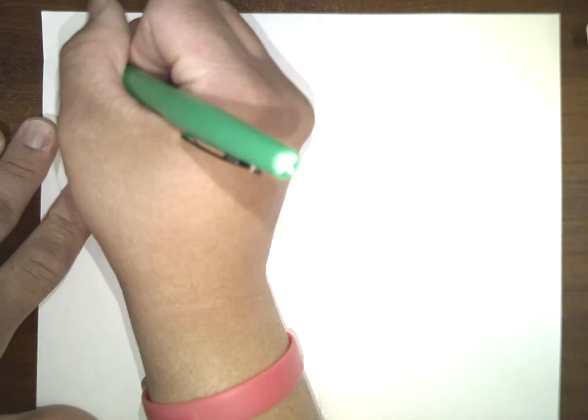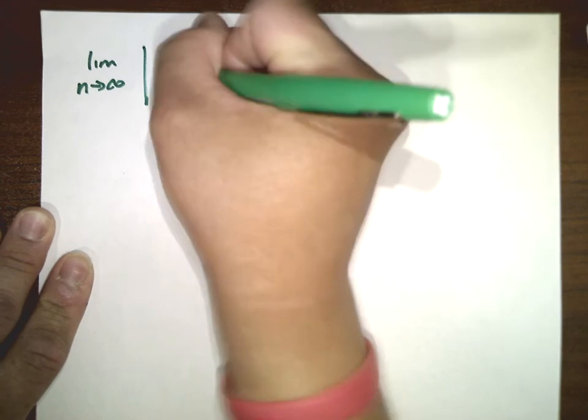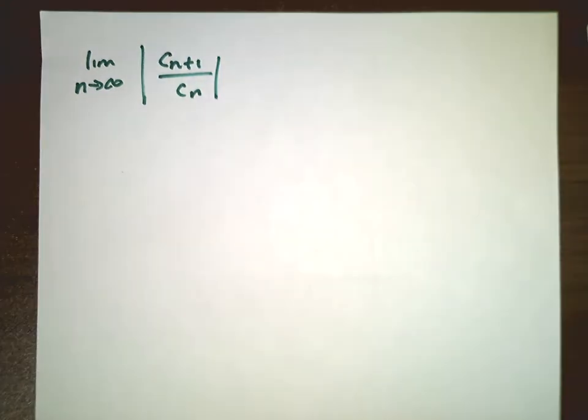So if you remember how we are going to find the x values for which this series expansion is correct, here we go. We have to find the limit as n goes to infinity of the absolute value of cn plus 1 over cn. So let's go back and find that real quickly.